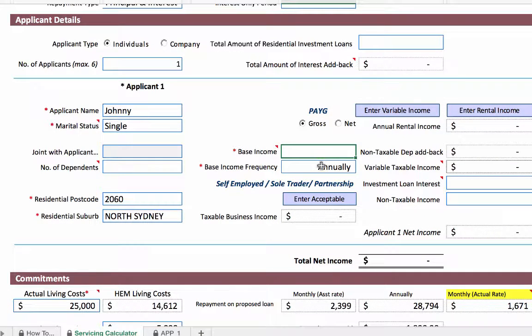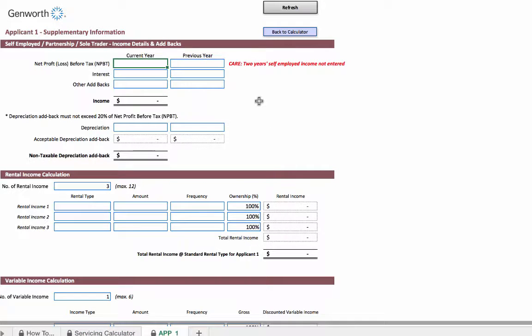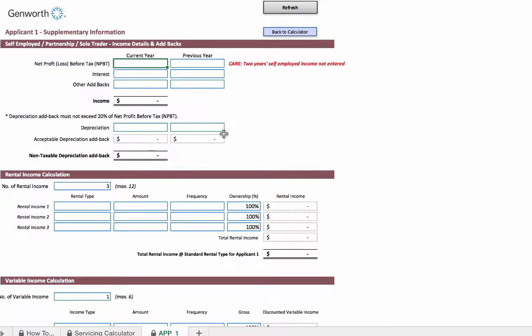So let's assume Johnny's now self-employed. We've removed his income there. He's self-employed, so we're going to enter his income. So 80 to 85% of lenders want 2 years worth of business income. So let's put the 2 years in here. Let's say Johnny's current year is 140. So once they take the 2 years, they generally average them out.